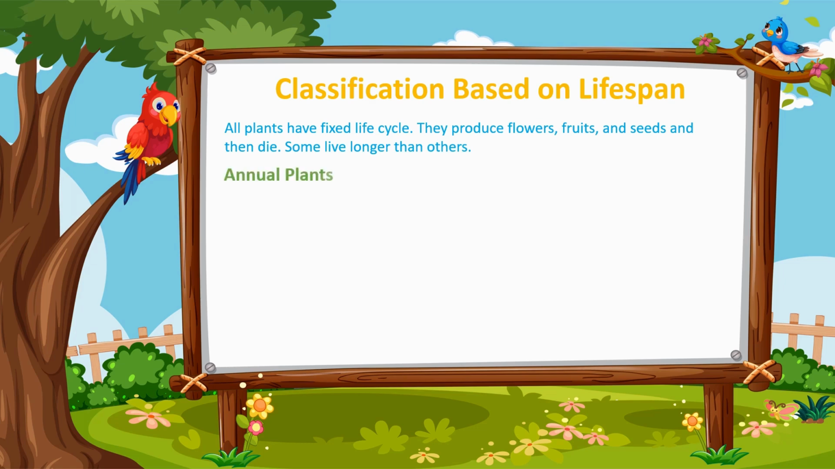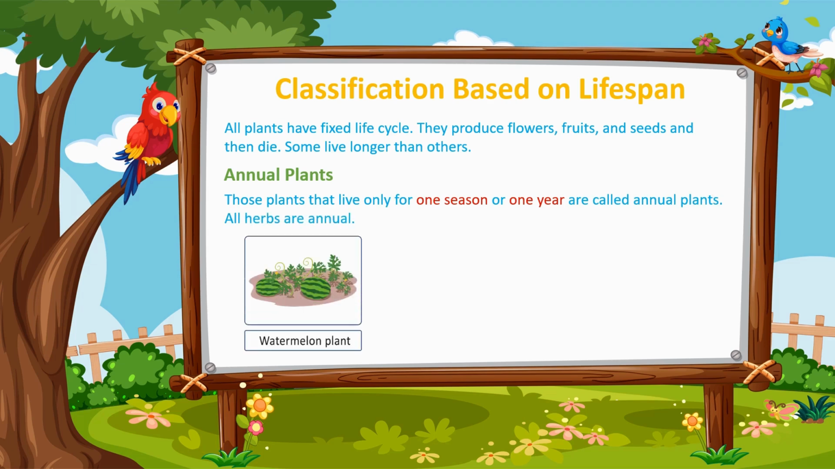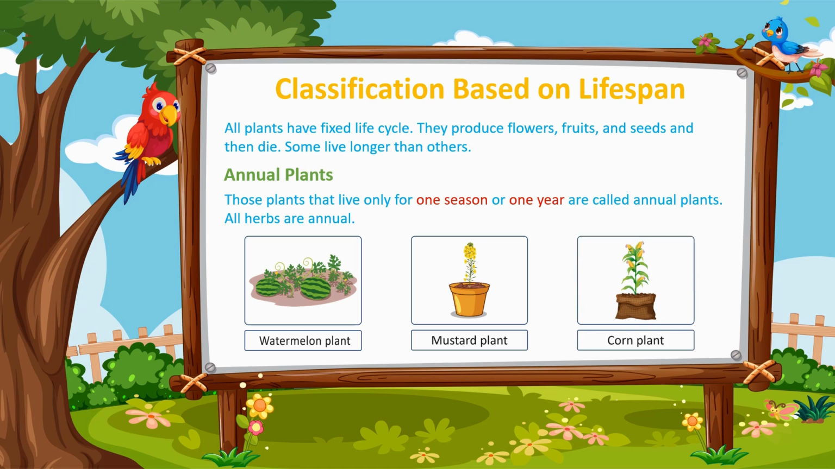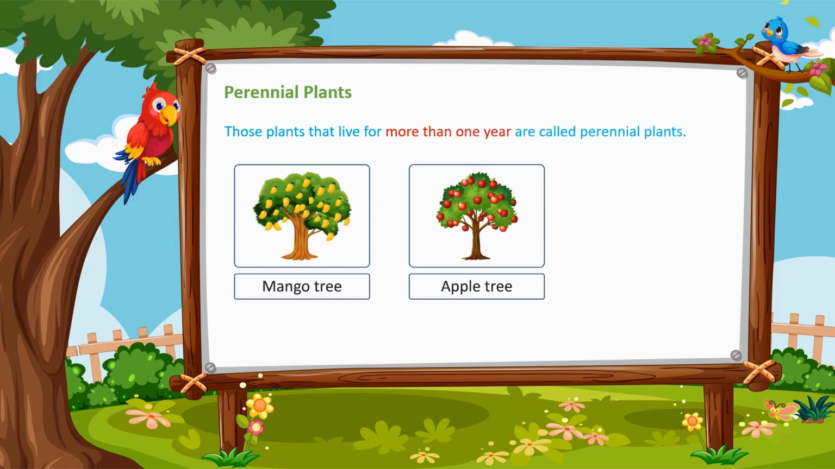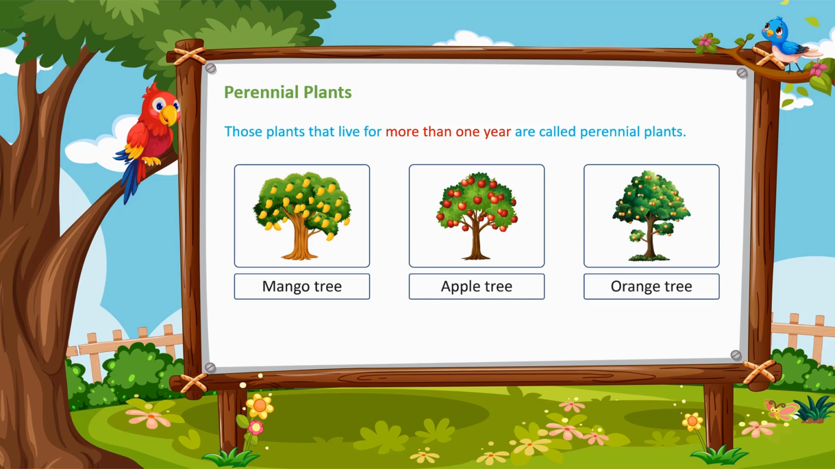Annual plants. Those plants that live only for one season or 1 year are called annual plants. All herbs are annual. Watermelon plant, mustard plant, corn plant. Perennial plants. Those plants that live for more than 1 year are called perennial plants. Mango tree, apple tree, orange tree.